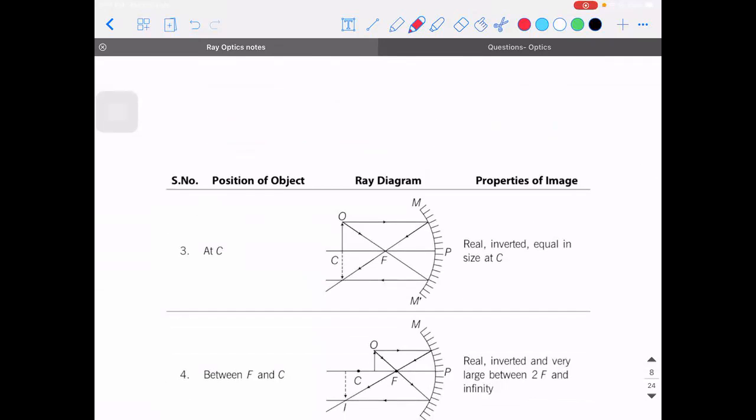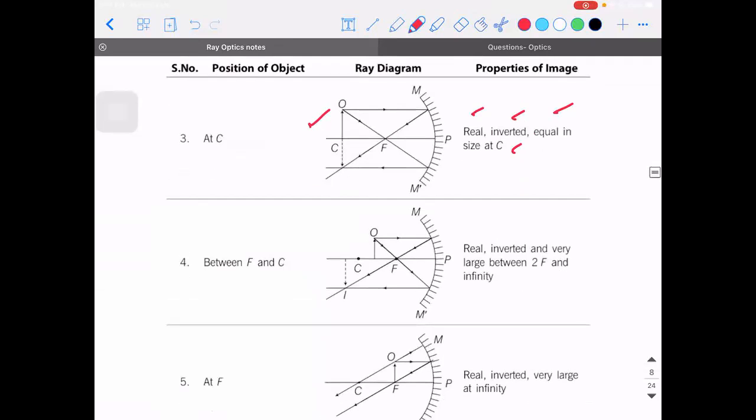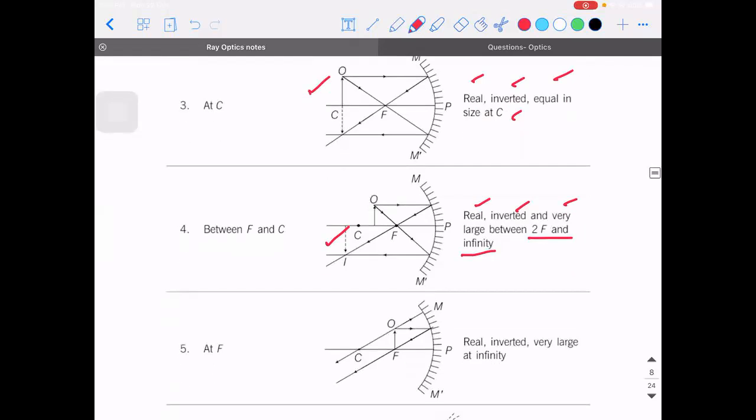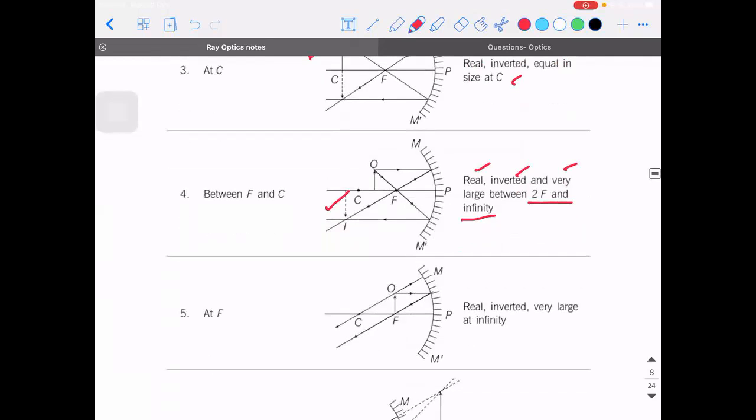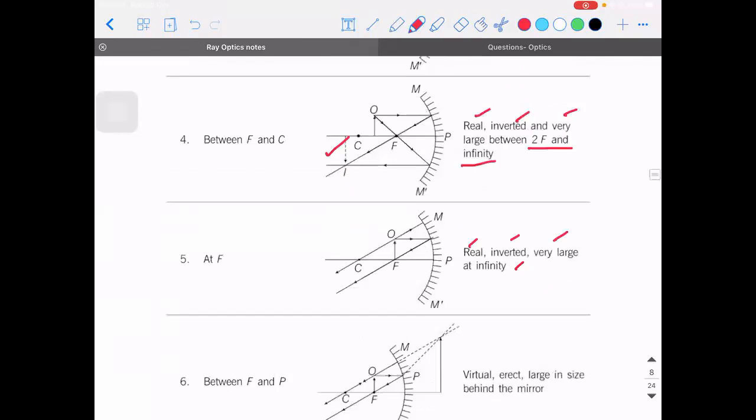Next, at C, what will happen? Real inverted equal in size at C. Between F and C, what will happen? The image will be bigger. It is still real inverted, but it will be larger and it is formed between 2F and infinity. That is beyond C. At F, what will happen? It is real inverted, very large, and it is formed at infinity.